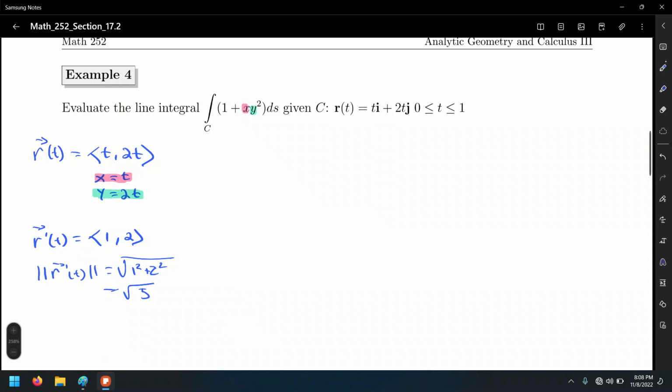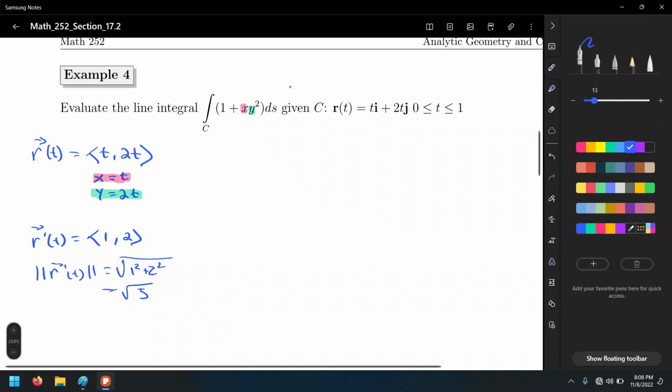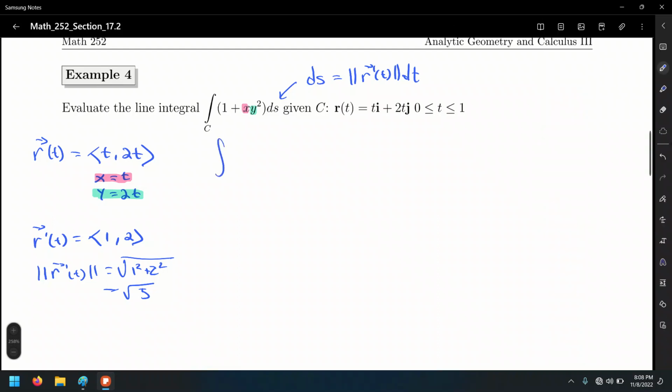Number 1, this ds right here will become, let me write it as ds equals the magnitude of the derivative times dt. So the integral of 1 plus x, which in this case is t, times y squared, which is the quantity 2t squared, and I'm going to replace ds with this whole madness here, that is the magnitude of the derivative of the vector, which is the square root of 5, times dt.